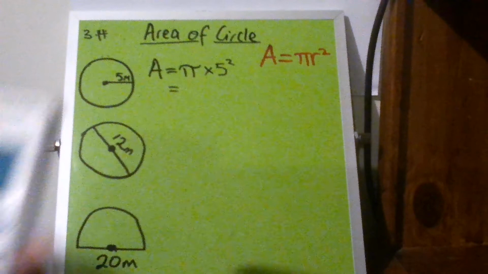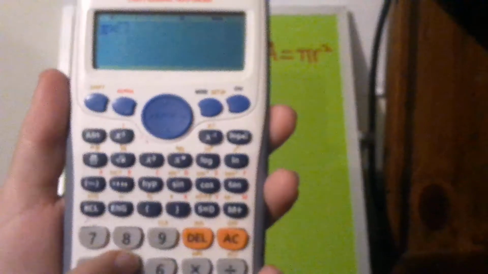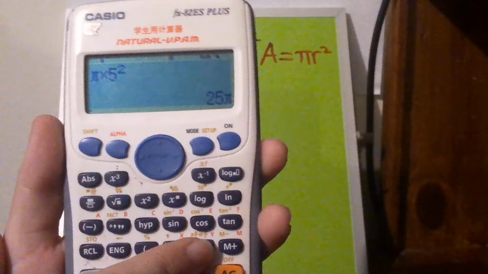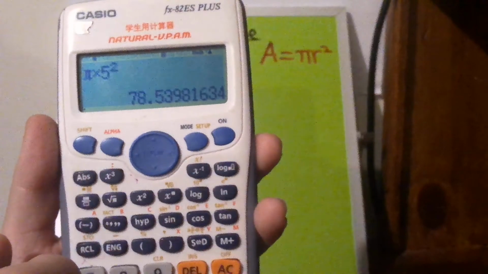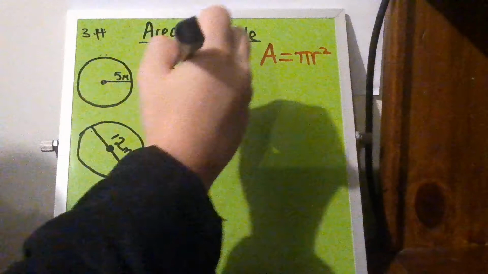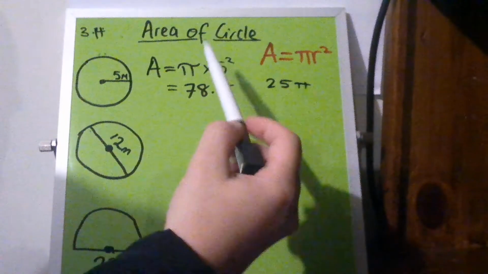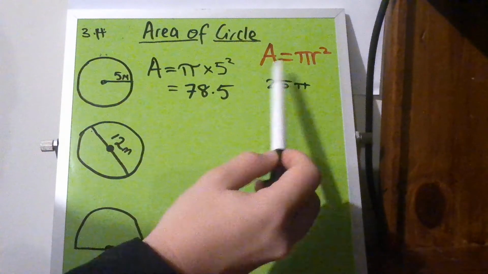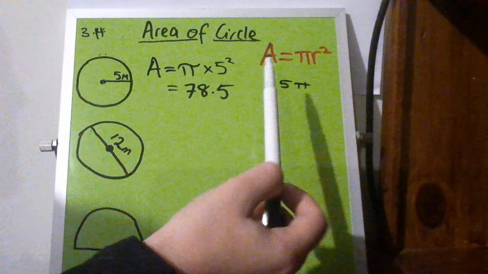So we're going to type in shift key down to pi, times 5 squared, equals. My calculator comes up with 25 pi. If I just press my decimal button, I get 78.5. When we write the answer like 25 pi, that's because 5 squared is 25. This is how we write it, in terms of pi.